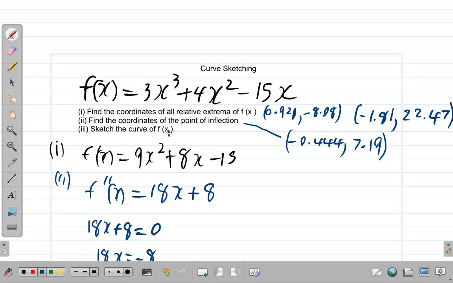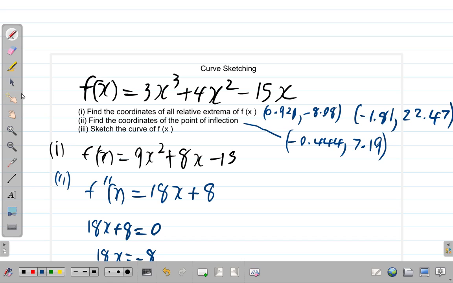Then it says sketch the curve. Oh, guess what? In order to sketch the curve, we need to know whether this is a minimum or maximum value. So what we'd have to do is to find the second derivative, put in the x value here in the second derivative, and see if this is a positive or a negative. We already found the second derivative here.